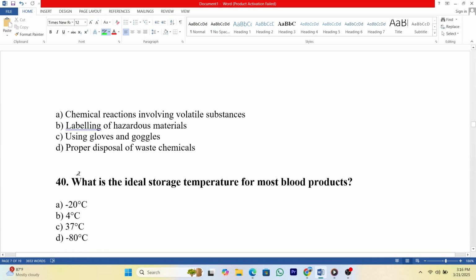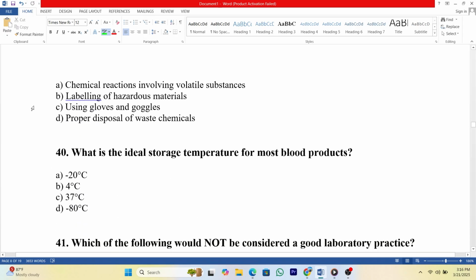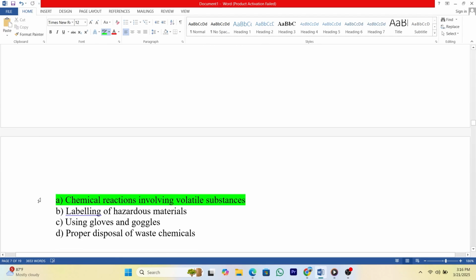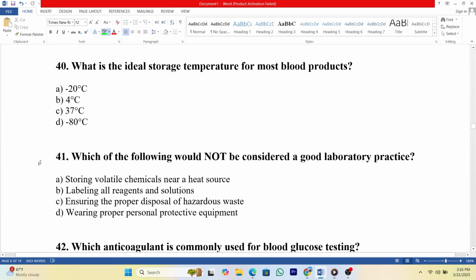39. Which of the following is a typical source of laboratory hazards? A. Chemical reactions involving volatile substances. B. Labeling of hazardous materials. C. Using gloves and goggles. D. Proper disposal of waste chemicals. Answer, A. Chemical reactions involving volatile substances.